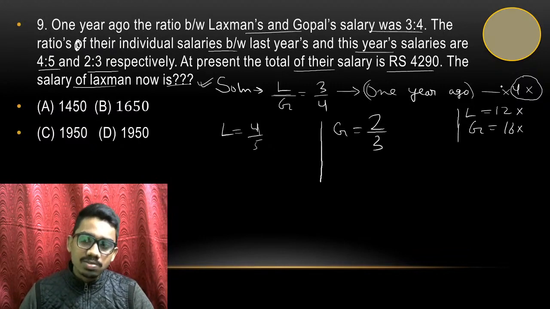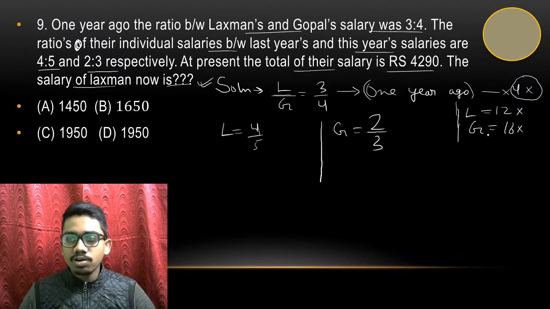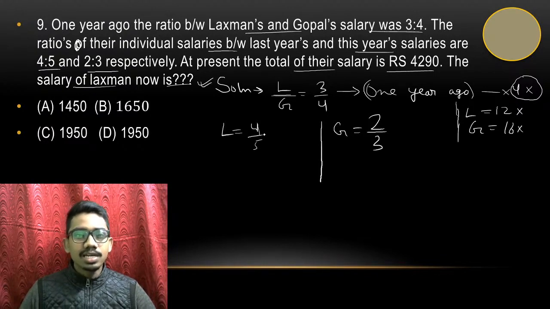ठीक है. I am just multiplying by 4x. So for Lakshman, I am getting 12x. For Gopal, I am getting 16x. So what I can write, the present salary, the salaries of last year and this year salary.